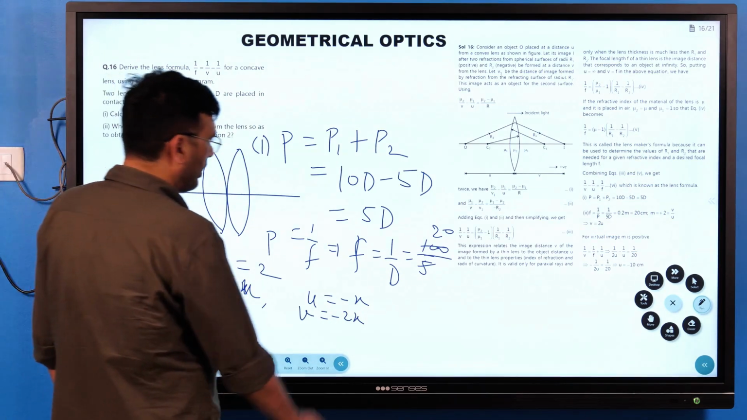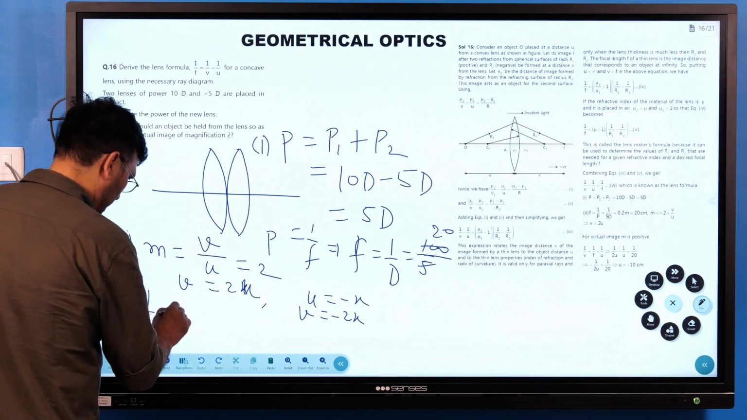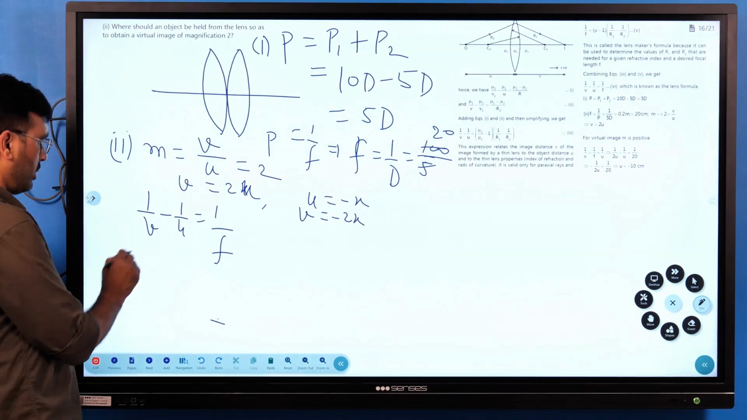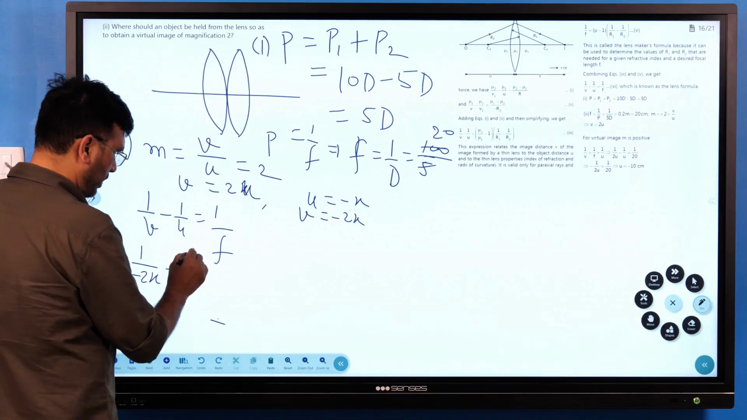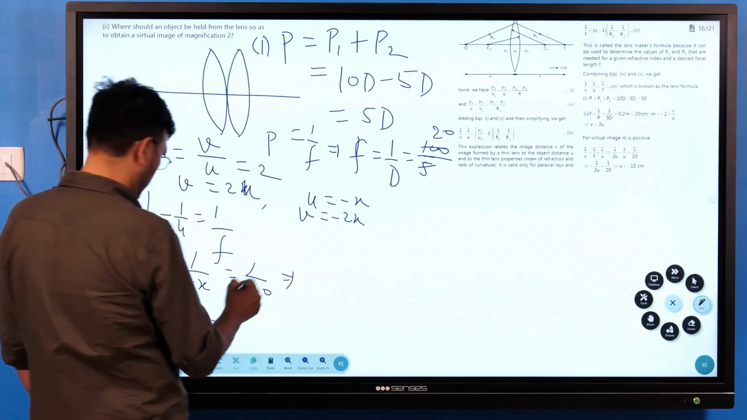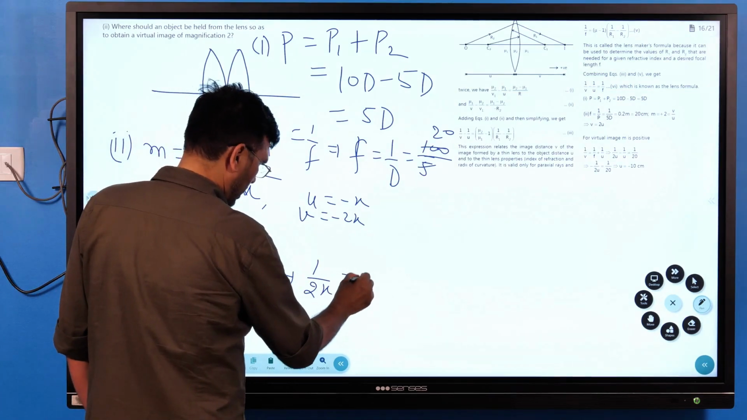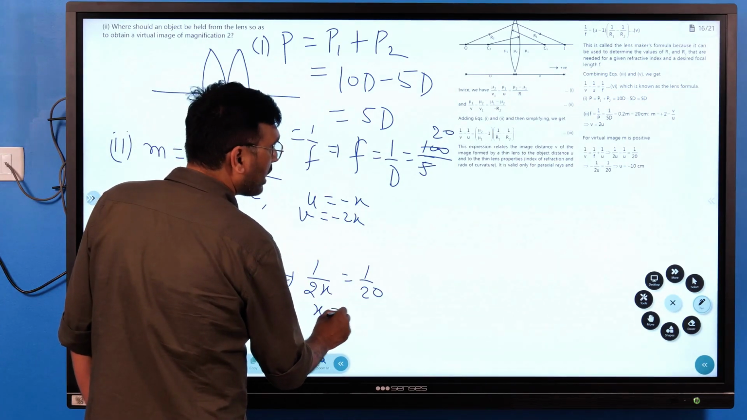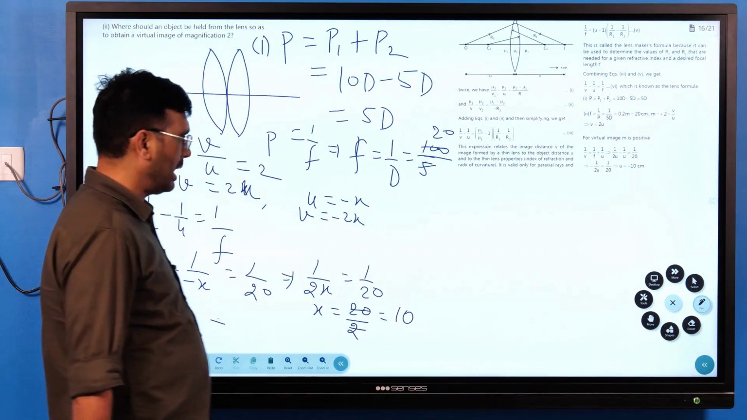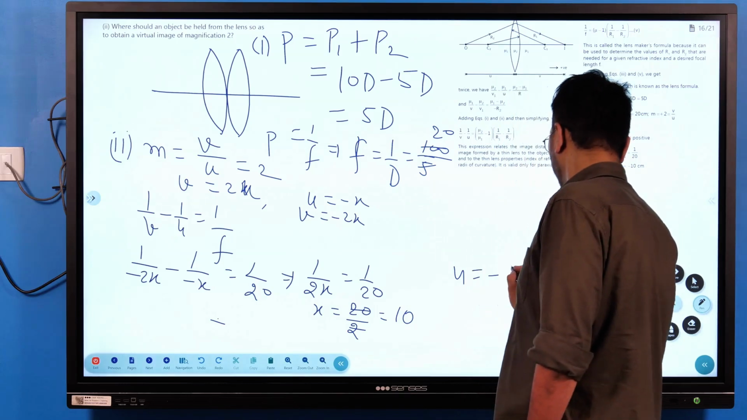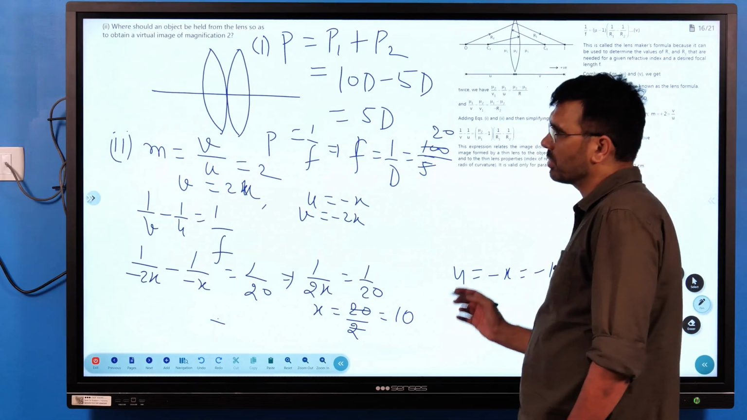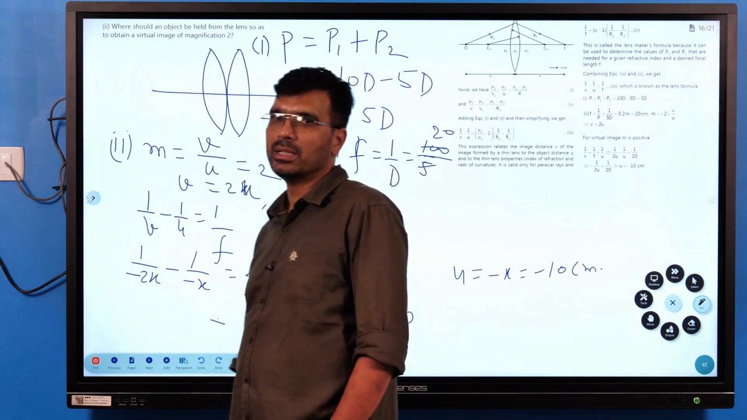Fine. Now we can apply the formula: 1/v - 1/u = 1/f. So this will become 1/(-2x) + 1/(-x)... which, if you simplify, gives 1/(2x) = 1/20. So x will become 20/2, so 10 centimeter. And what's the u value I have taken? u = -x, so u = -10 centimeters. Correct? So this is the solution of question number 16. Okay, students, fine. Thank you.